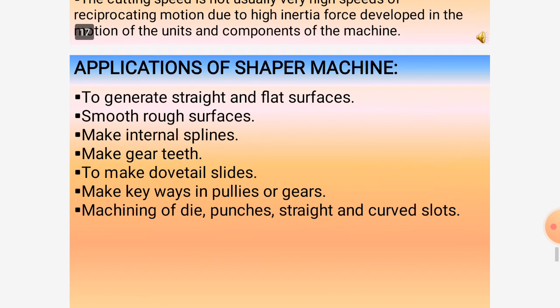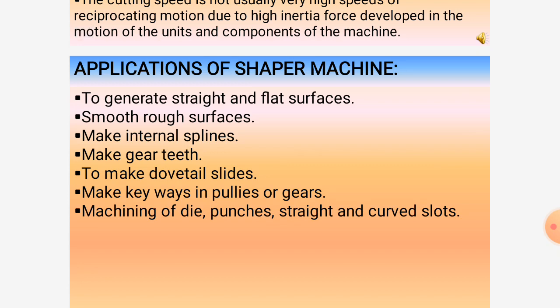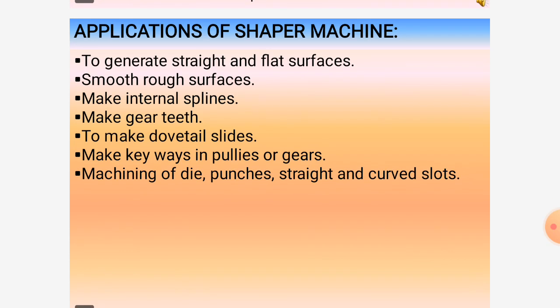Now, applications of shaper machine: to generate straight and flat surfaces, smooth rough surfaces, make internal splines, make gear teeth, make dovetail slides, make keyways in pulleys or gears, machining of die punches, and straight and curved slots.